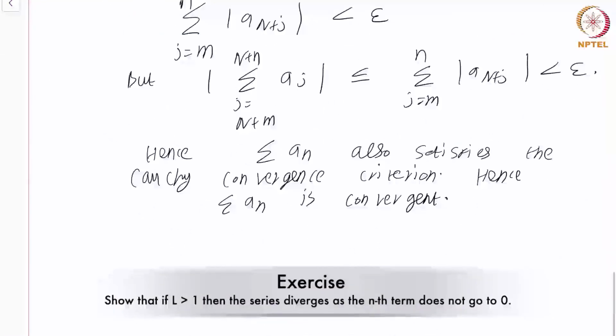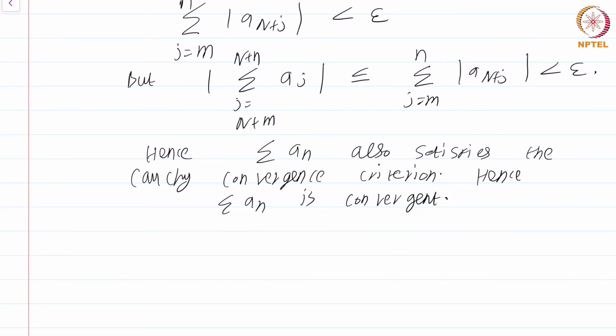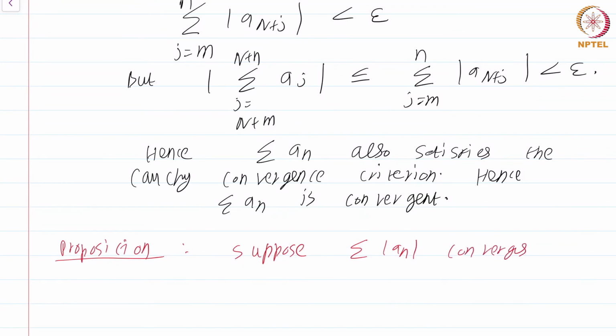Now, one portion of the proof that just involved an application of the triangle inequality is a useful proposition. I am not going to prove this because we have already done it as part of the proof of the previous theorem. Suppose summation mod an converges, then so does summation an. We have done the proof of this as a part of the proof of the previous theorem.